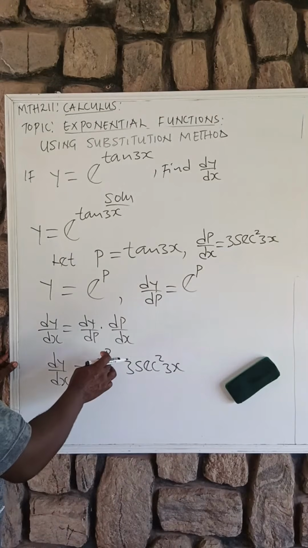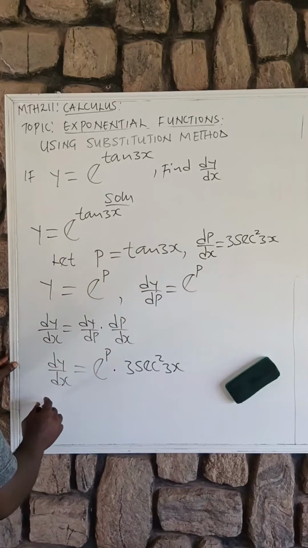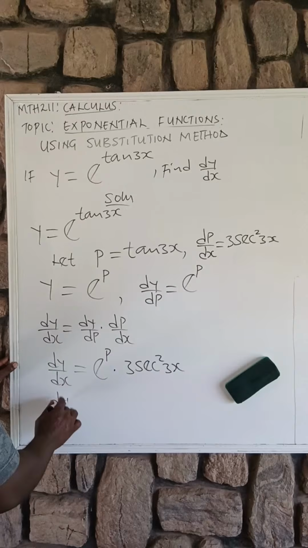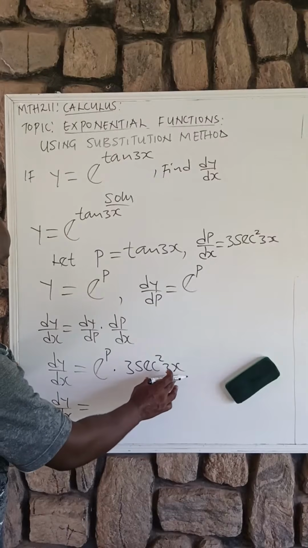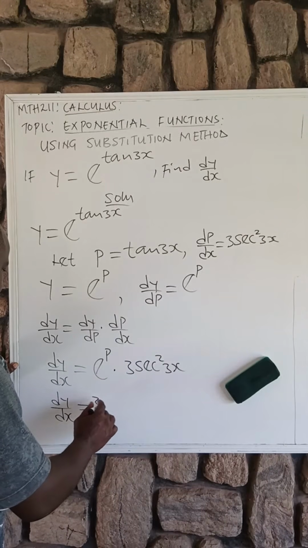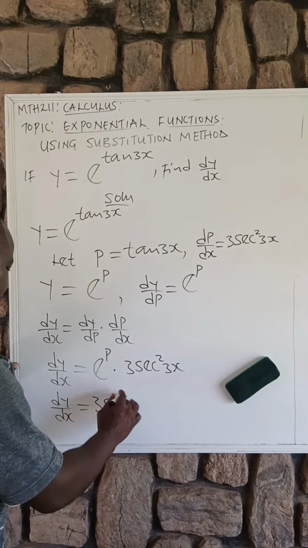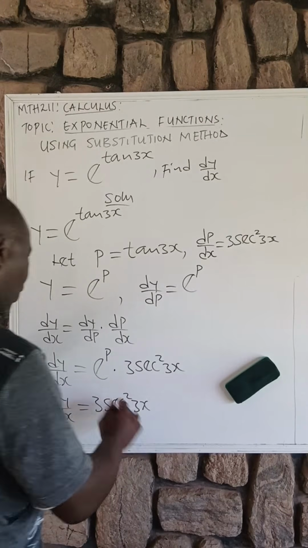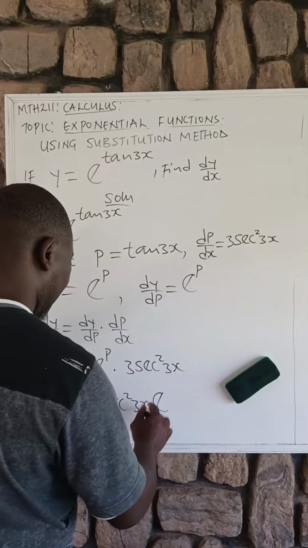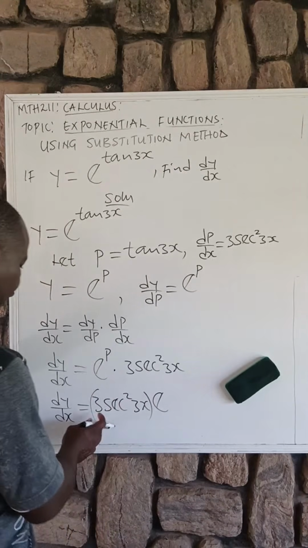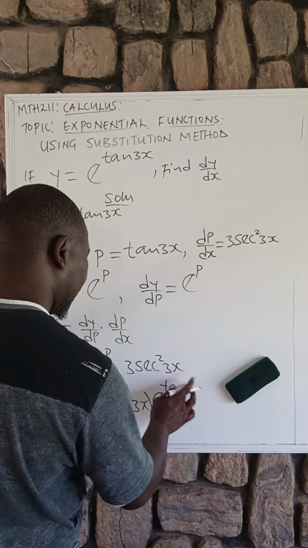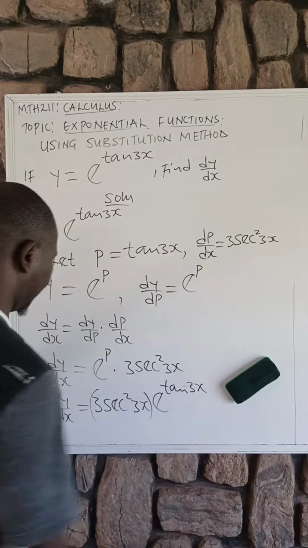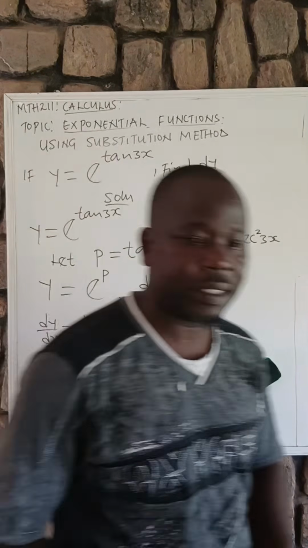But our p is what? Tan 3x. So the final answer is dy over dx equals 3 sec square 3x, written before the exponential, then exponential, you put it inside the bracket, no problem, exponential tan 3x. This is the final answer. Do you understand? Any question?